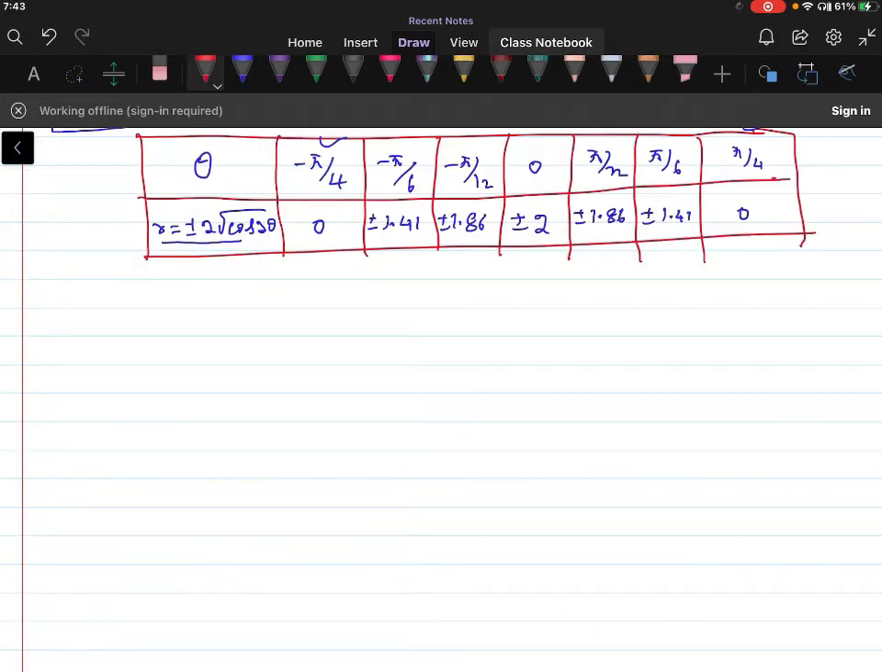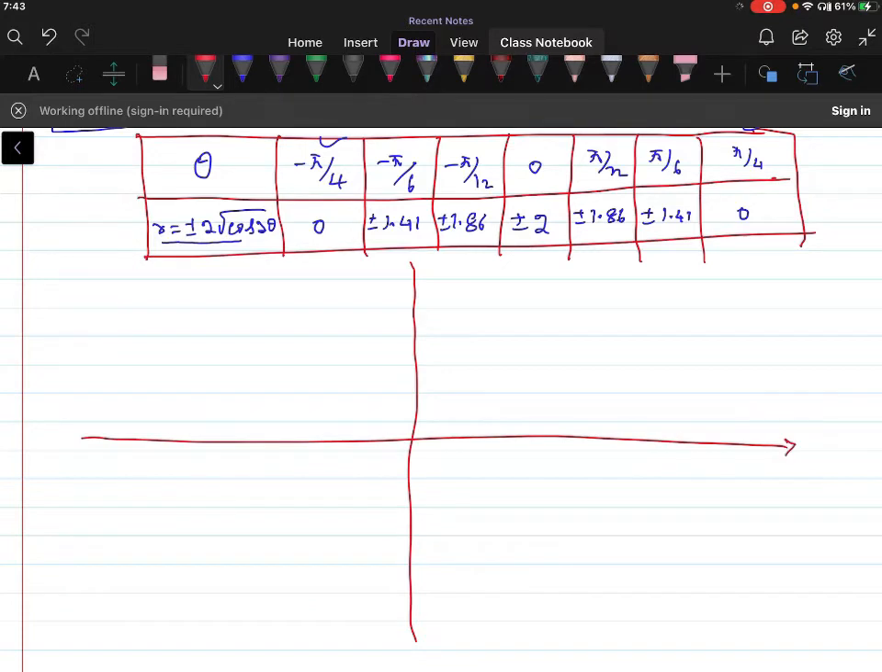So we'll plot the graph for the corresponding points of theta and r values. Let us have the coordinate system. So this is the x-axis. Theta is equal to 0, theta is equal to pi by 2, theta is equal to pi, theta is equal to 3 pi by 2, and theta is equal to 2 pi. If you measure in the clockwise direction, the negative y-axis will be theta equal to minus pi by 2. So this is the pole.